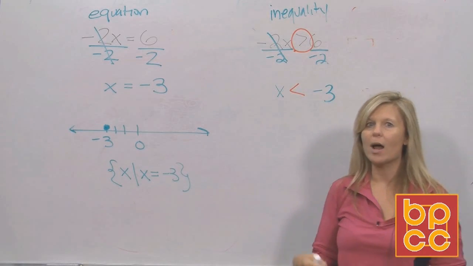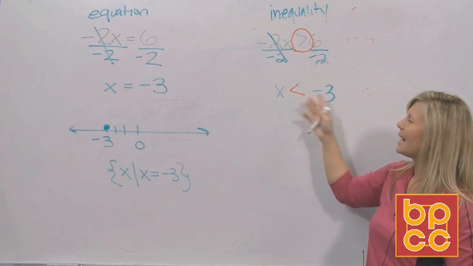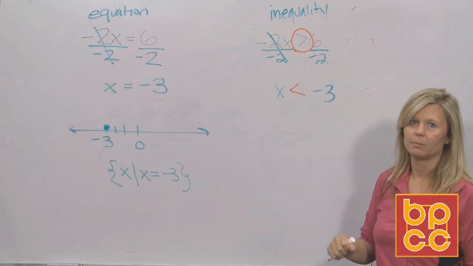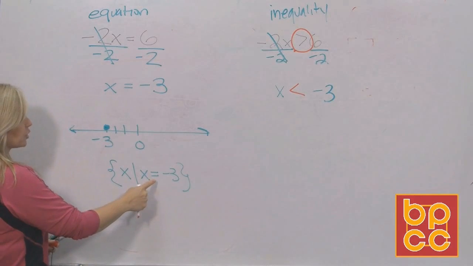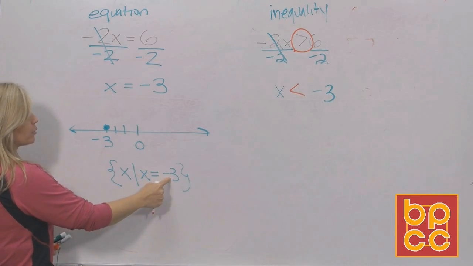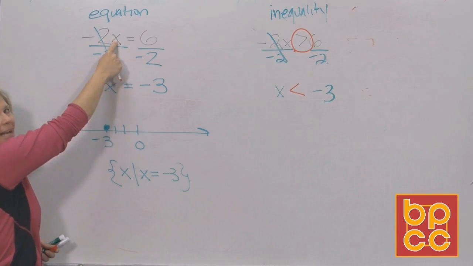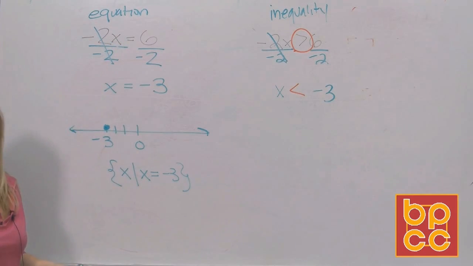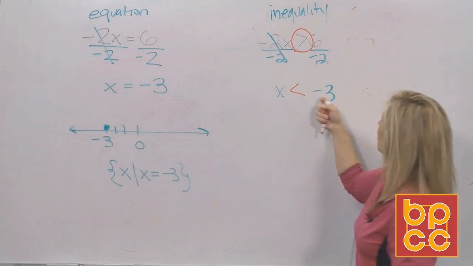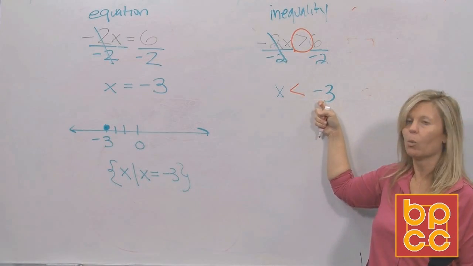Now you're going to say, why do we do that? Because remember, we're looking to get answers that are going to check in here. Just like we go back to this equation. If the solution is x equals negative 3, we could check that. Negative 2 times negative 3 would be 6. Is 6 equals 6? Yes, it checks. By reversing this inequality symbol, if we check this, it will work.